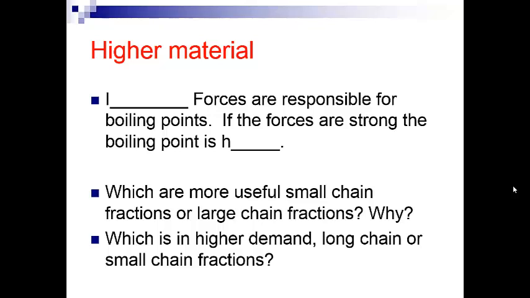Which are more useful, small chain fractions or large chain fractions, and why? The most useful fractions, i.e. the ones with a high demand, are the small chain fractions. A way that we can ensure that we get lots of small chain fractions is a process called cracking, which we'll look at in a future series. So which is in higher demand, long chain or small chain? Definitely small chain.